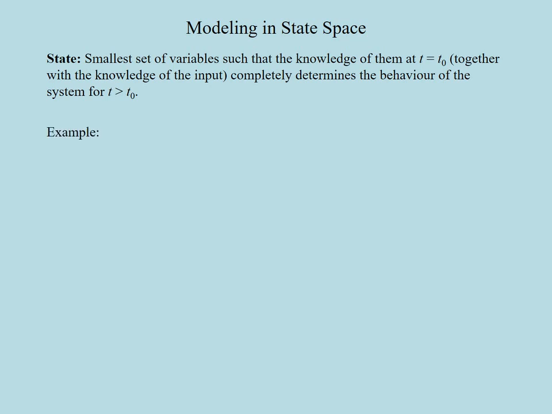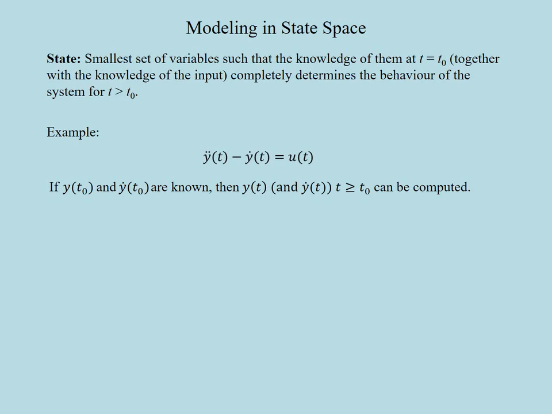As a simple example, consider this differential equation. y double dot minus y dot equals u. Here u is the input of the system and y is the output. If the value of y and its derivative at time t sub 0 is known, then you can use these initial conditions to solve y of t from this differential equation. That is, you can obtain all future values of y and its derivative.